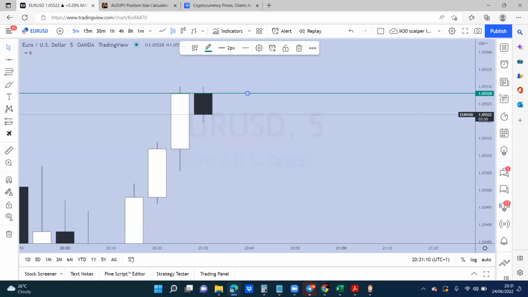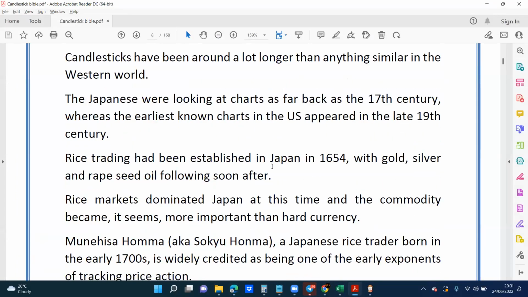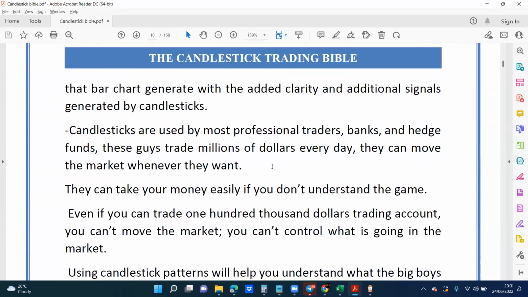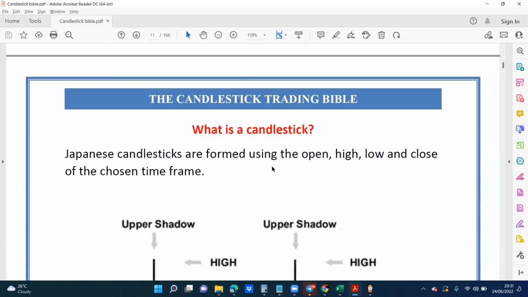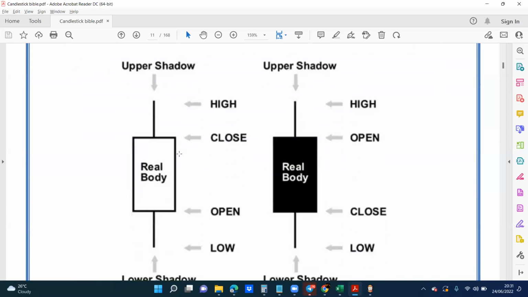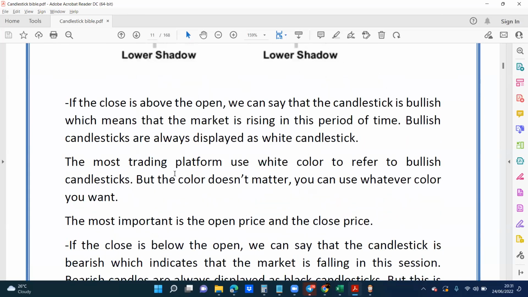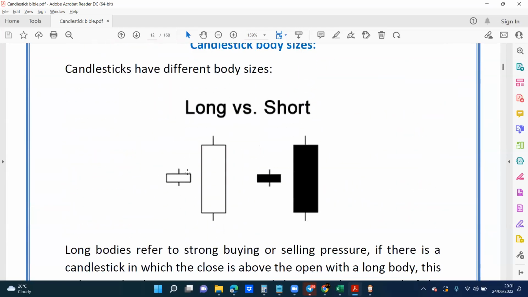So let's go back to the text we want to use. We will not bother ourselves with the history of candlesticks. Again, all of these things don't add to us. Of course, this is a summary of what I just explained: the open, high, low, and they call theirs upper shadow and lower shadow. It's just the same thing I just mentioned, the wicks. So let's leave that.